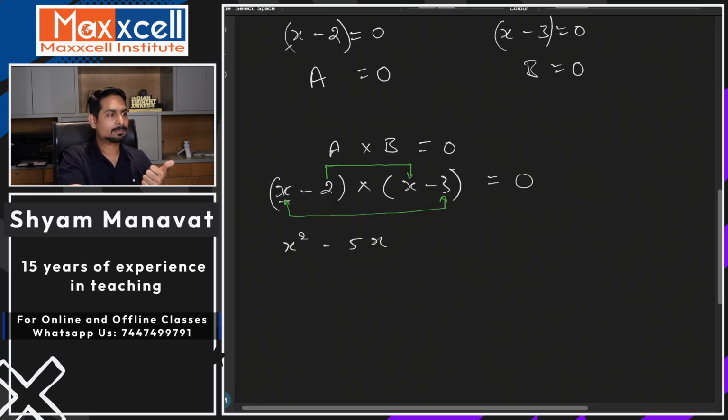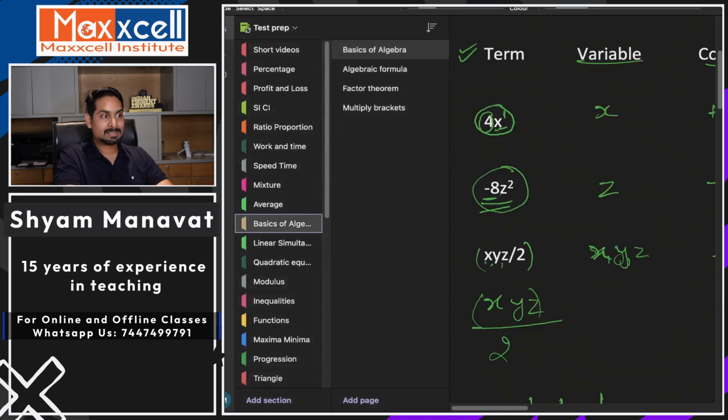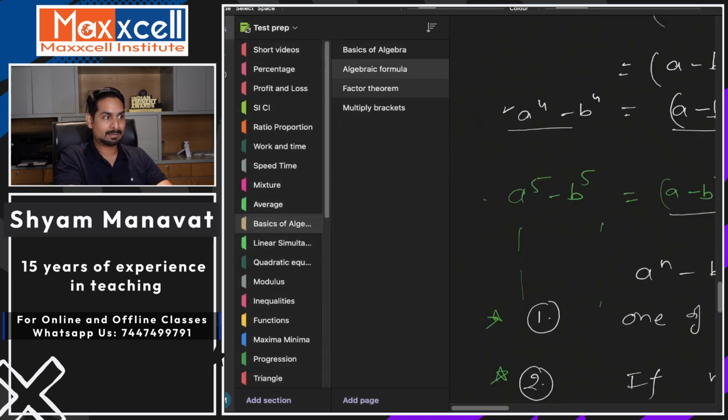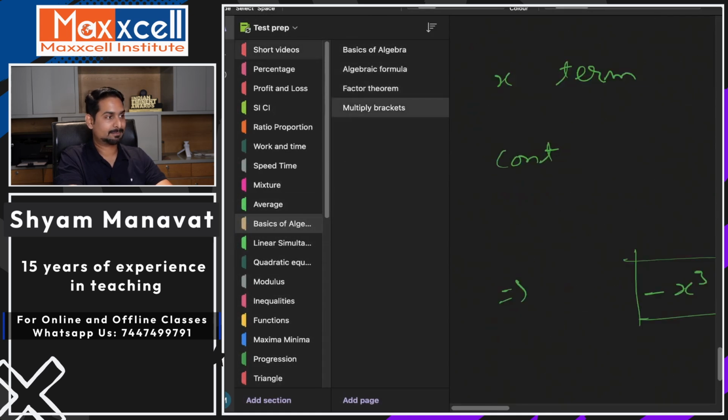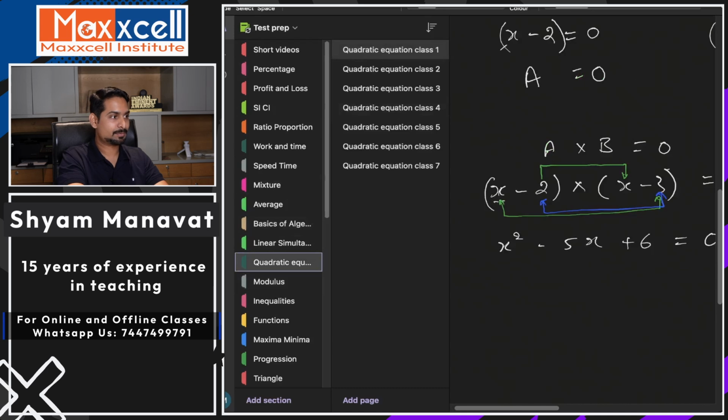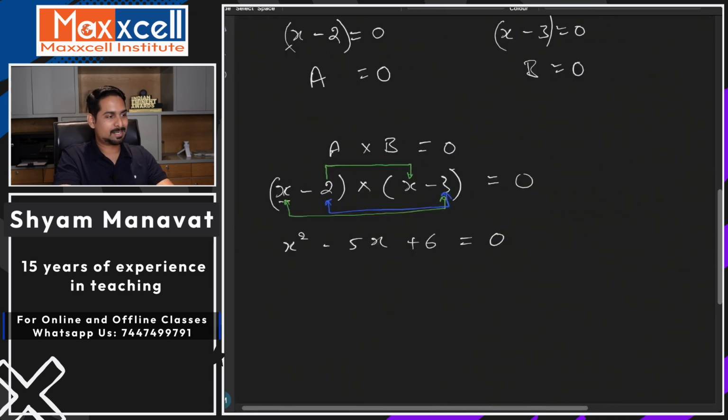And then the constant term will come from the product of two constant terms, right? So minus 2 into minus 3, that's going to be plus 6. If you have any confusion or you are finding this to be strange, that how did I multiply in one line, then please refer to my basics of algebra series. We have done multiplication of brackets in the 4th lecture of basics of algebra. Let me continue with quadratic equation here.